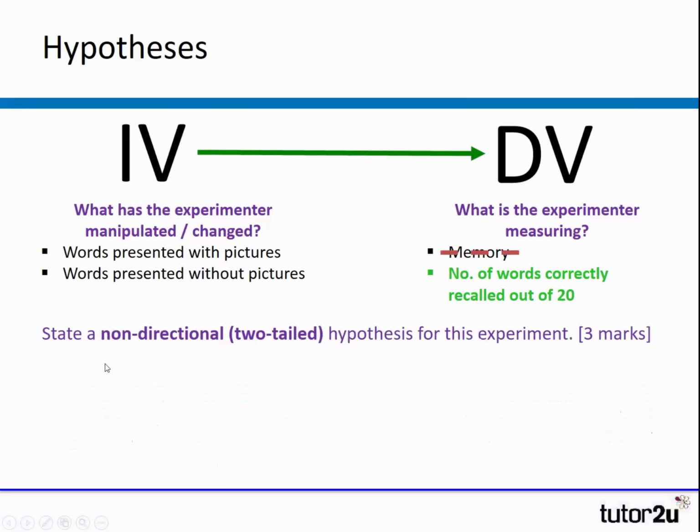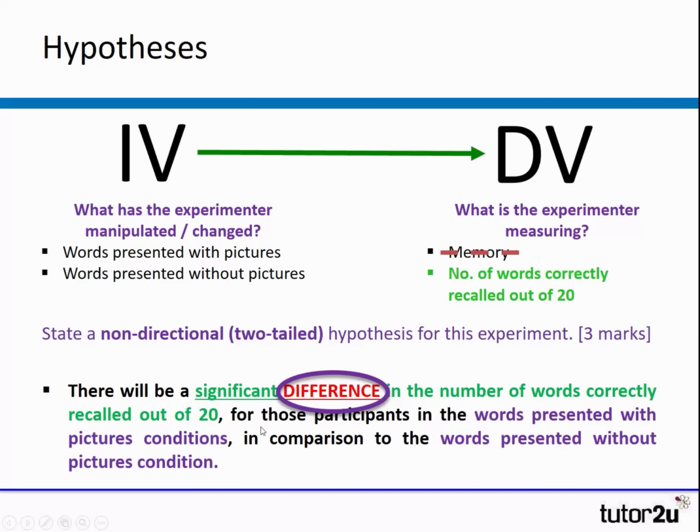Now, you could get exactly the same question, but the other version of it: state a non-directional hypothesis for this experiment, again worth 3 marks, and it's almost exactly the same. We're literally just changing one word.